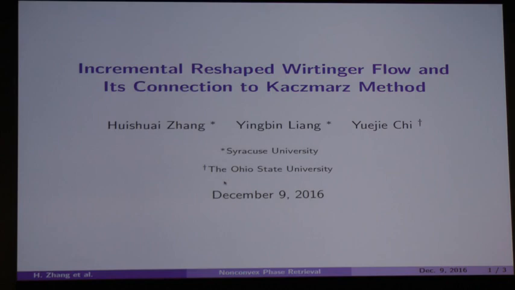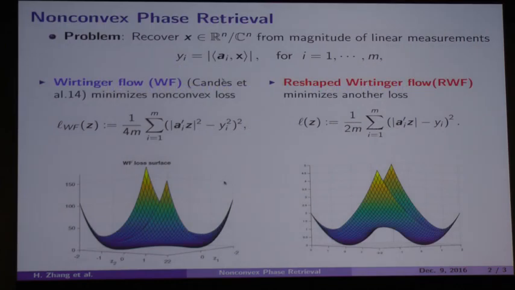I'm from Syracuse University. This work is joint with my advisor, Liang, and a professor from Ohio State University. So we consider the original phase retrieval problem. You want to recover a vector x in n-dimensional space just from the magnitude of its linear measurements, which is y_i equals the absolute value of the inner product of a_i with x.